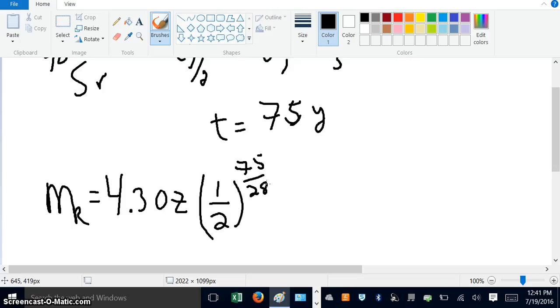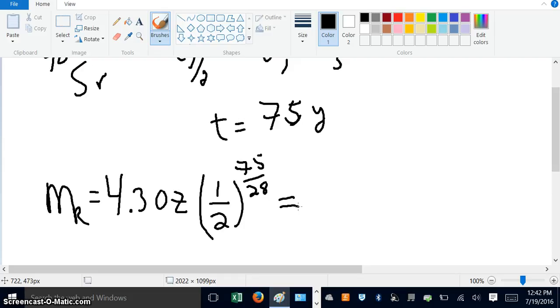All right, so if we did 75 over 28, that turns out to be about 2.68. If we round it right there, I got like 2.678. And anyhow, so what does this equal? All right, so it's going to be 4.3. Well, let's do this. So we've got to take 0.5 raised to the 75 divided by 28, which of course is 2.68 roughly.